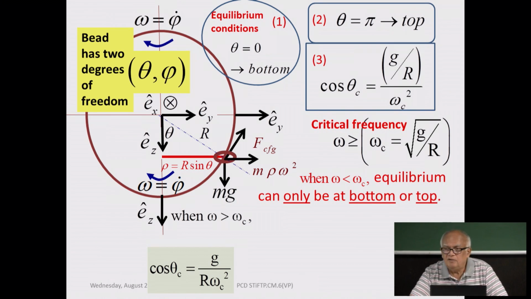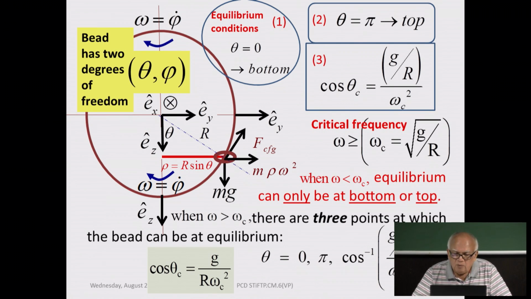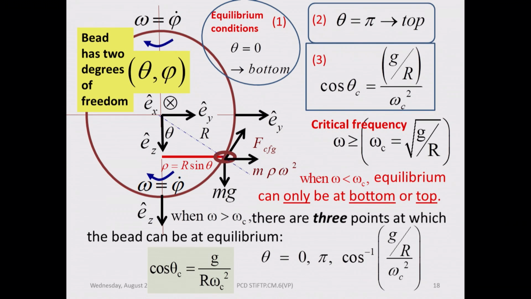Below that critical frequency, the bead can certainly be in equilibrium only at the top or the bottom. Otherwise, there is a third equilibrium point which is also available to the bead, and this is not information which is easy to extract from the Newtonian equation of motion, but from Lagrange's equation we can get it so easily.